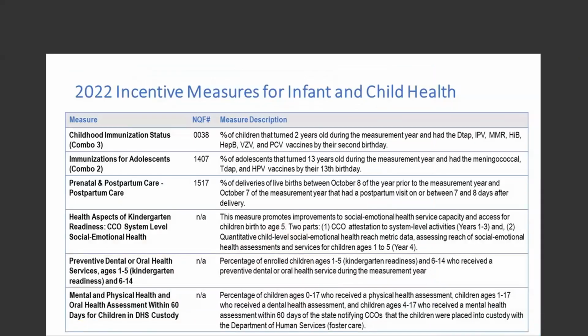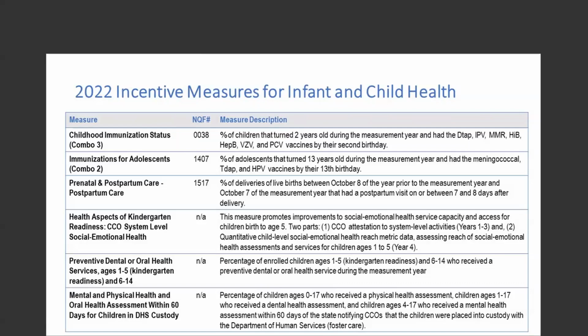I'm going to transition from the home visiting to now talk about our measurement strategy. Our Oregon measurement strategy has been established since 2012. We have an incentivized measurement strategy that includes quality pool payout for CCOs on performance. The measures listed on this slide are the 2022 incentive measures for infant and child health. Again, it was recently adopted.